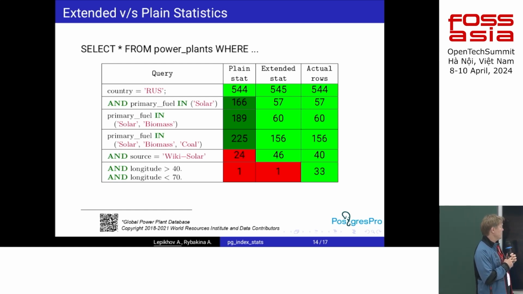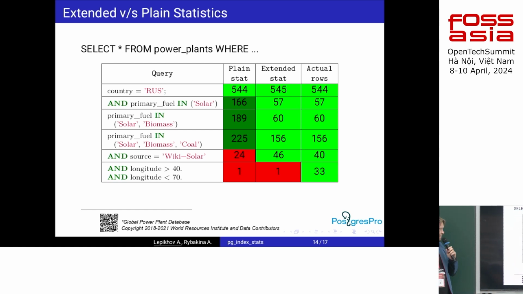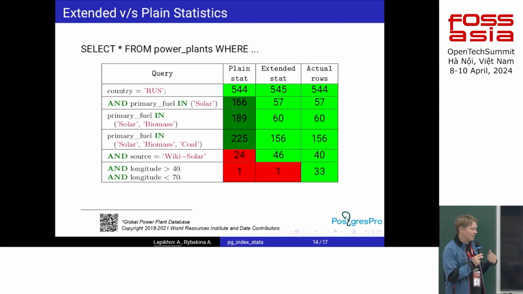As you can see, plain statistics give a bit of a quaint prediction because they don't know anything about correlations, and sometimes overestimate real results, sometimes underestimate. But extended statistics make quite accurate predictions all the time, except the last expression, because the last expression is an inequality. Extended statistics are made in a way that they can't be used with inequalities, and it's a problem.